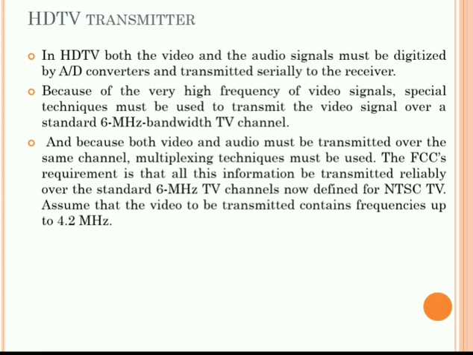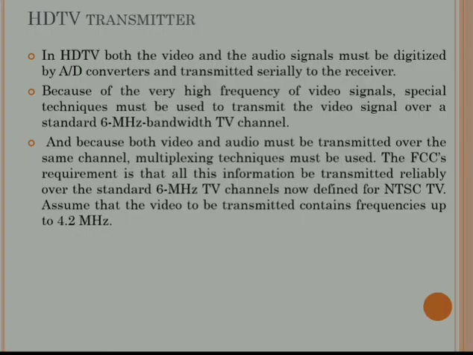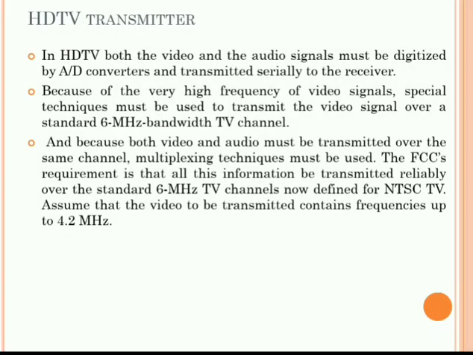In HDTV, both the video and the audio signal must be digitized by A to D converters, and they are then transmitted serially to the receiver. Because of the very high frequency of the video signal, special techniques must be used to transmit the video signal over a standard 6 MHz bandwidth TV channel. Initially we have to convert the audio signal as well as the video signal by using an analog to digital converter, and after that we have to use different special techniques for the transmission of the video signal over the 6 megahertz bandwidth TV channel.